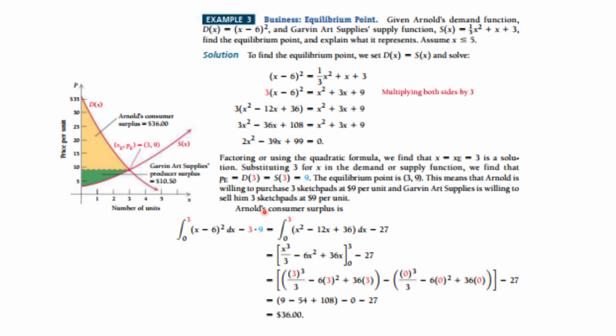So the consumer surplus is given by this minus that rectangle. We're showing both the consumer surplus and the producer surplus here as well, but we'll just use the definition. This is the definite integral from 0 to 3 of (x minus 6) squared dx, minus the area of the rectangle. So 3 times 9 is 27, and we evaluate this integral. We add 1 to the exponent, divide by the new exponent throughout, and we compute the definite integral, and we find that this is $36. So the $36 is Arnold's consumer surplus.